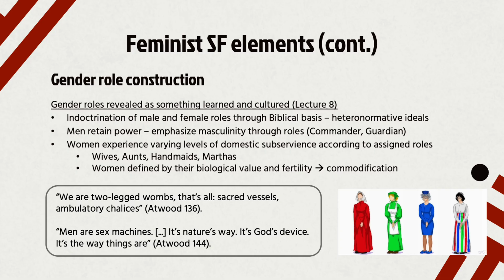By this, the text and the aunts, in regurgitating this information, show the way that men are just subservient to their own desires instead of attributing them to the means of conversation and how they discuss women and their sexual desires. And it can also be seen in the way that the women, the handmaids in this case, internalize this information and come to believe it themselves, which can be seen in the way that Alfred says, "We are two-legged wombs, that's all, sacred vessels, ambulatory chalices."